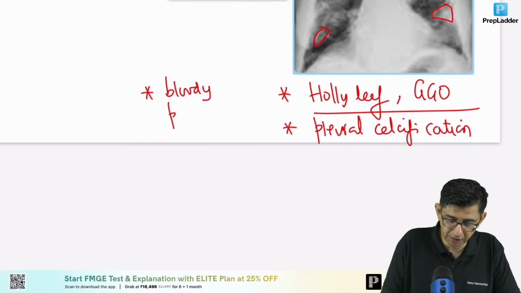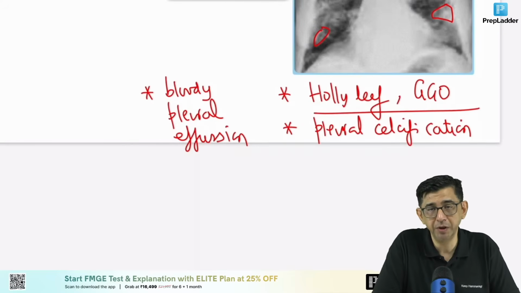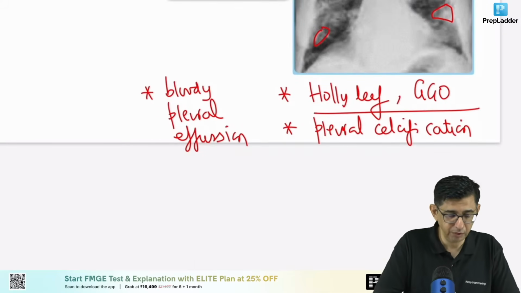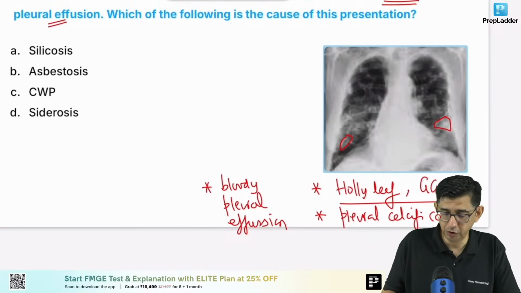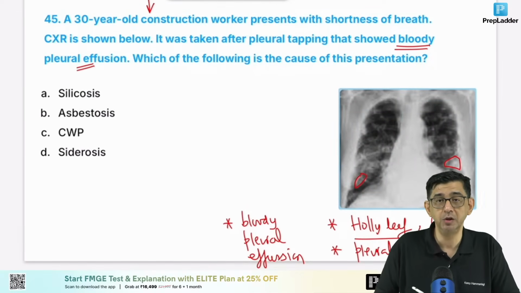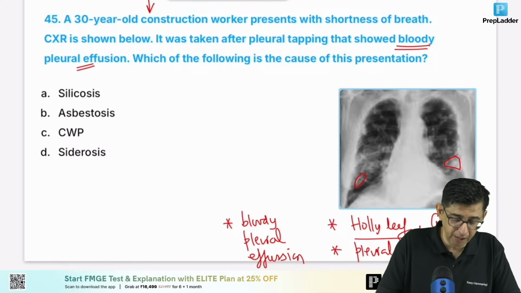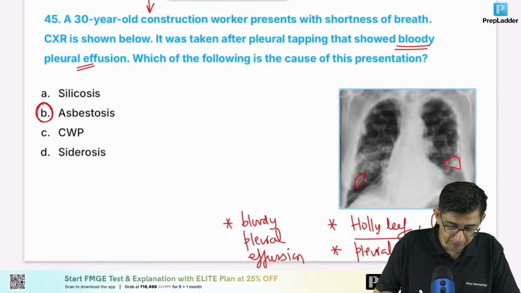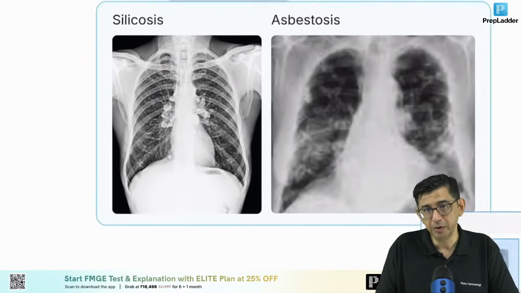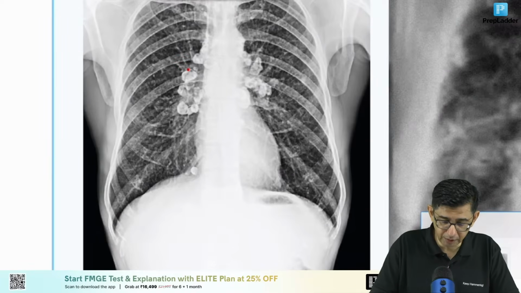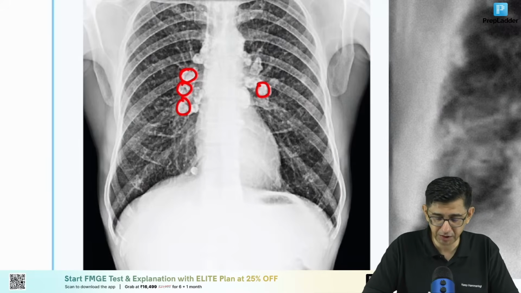So the hints which are given in the question for asbestosis are either a holly leaf appearance, ground glass opacities, pleural calcification, or bloody pleural effusion. That would help you identify that this question is not on the topic of silicosis. Silicosis will have enlarged lymph nodes, that is eggshell calcification. In fact, in my opinion, both questions were asked in last time's paper. A couple of my students said, sir, we could pick up those lymph nodes in the chest which are calcified. That is the eggshell calcification that I'm talking about.